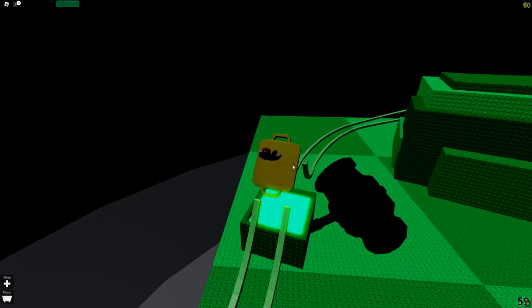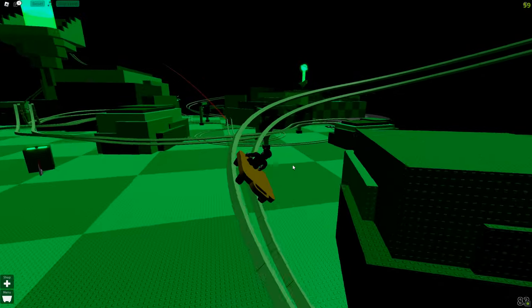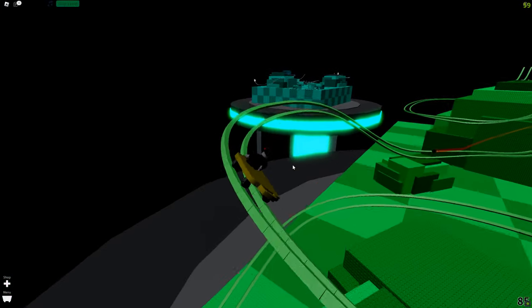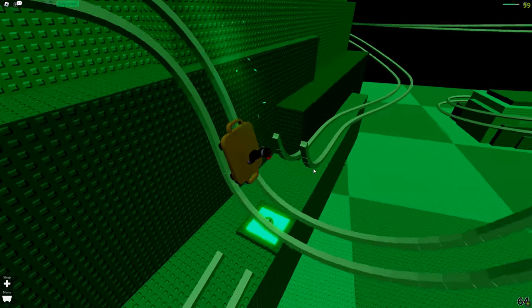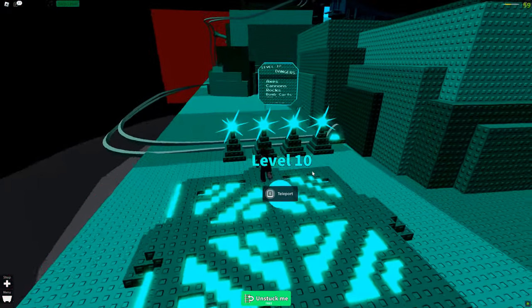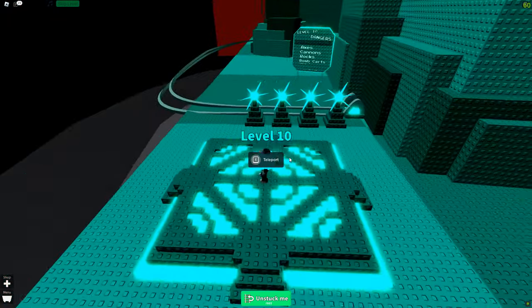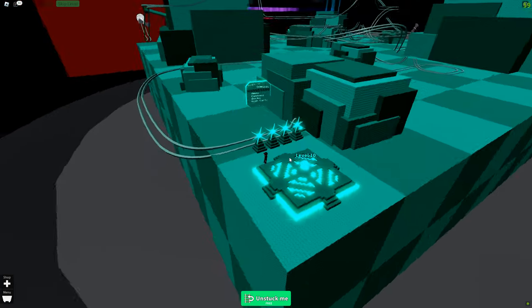This map, holy crap. This is a difficult map, guys. And it's pretty hard. Oh, we did it. Oh gosh, level 10. Reset. Oh, I don't know how many more levels are, but please be the last one.